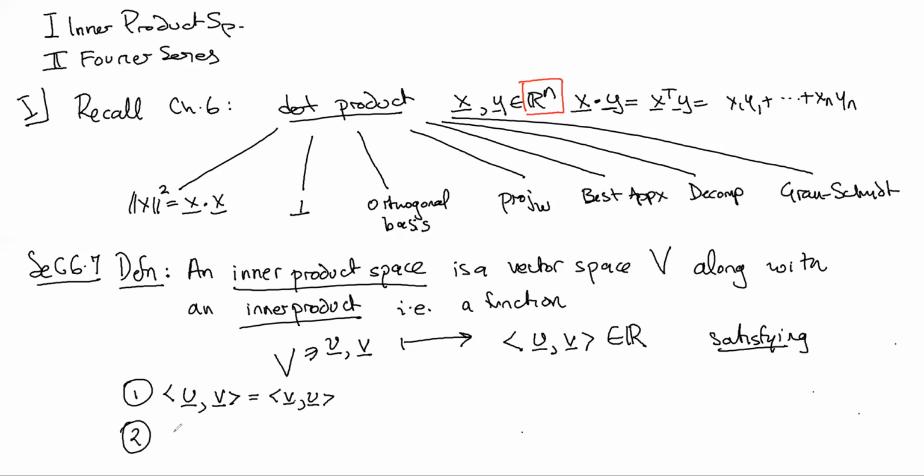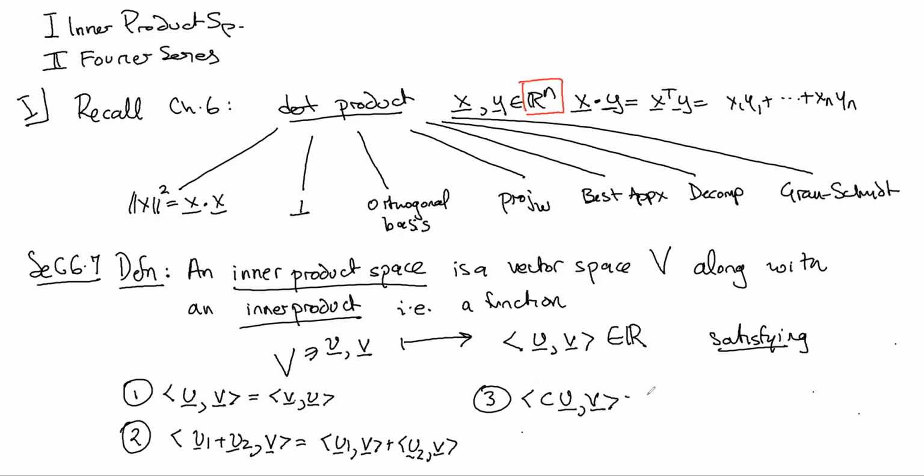Second property is it's linear, so if you take two vectors and take their inner product with a third vector, it's equal to the sum of the inner products. These properties are all satisfied by the dot product. The third property is, if you multiply one of the vectors by a scalar, it just multiplies the inner product by that scalar. And the fourth property is that if you take a vector and take the inner product with itself, you get something non-negative.